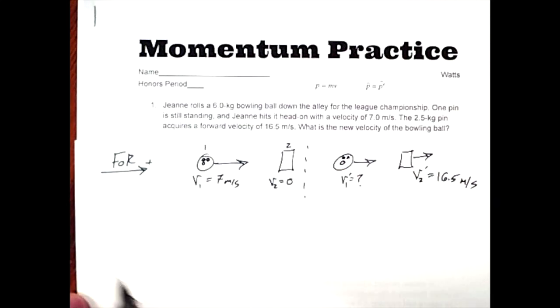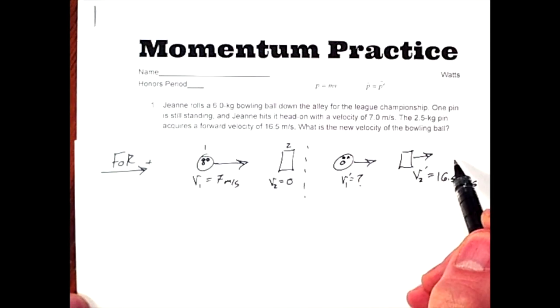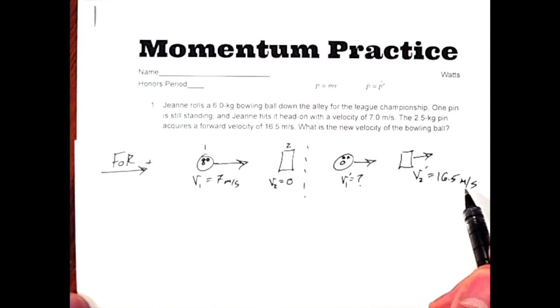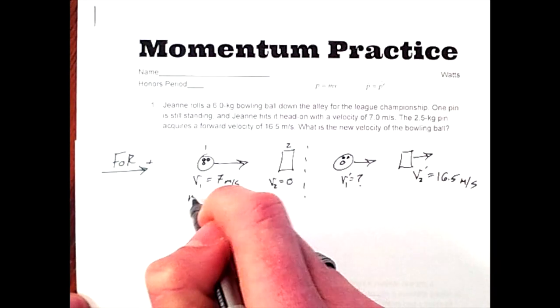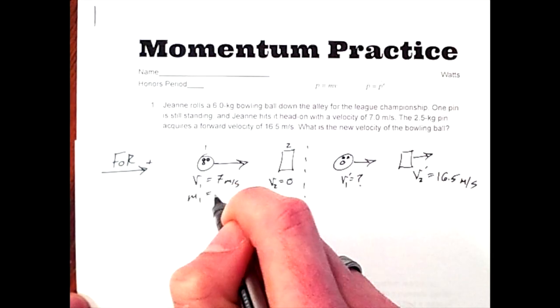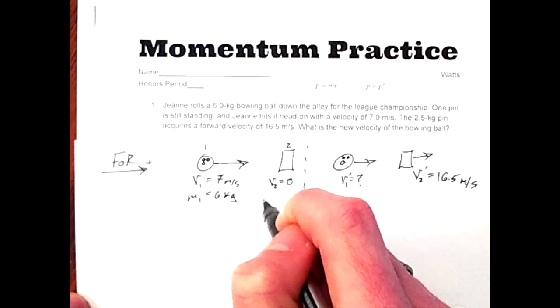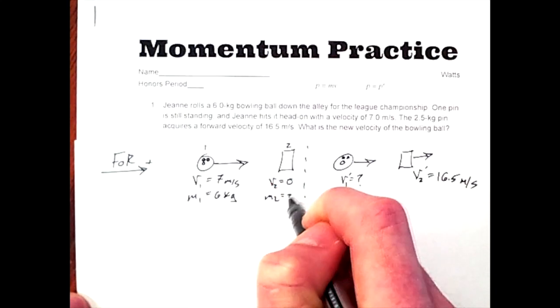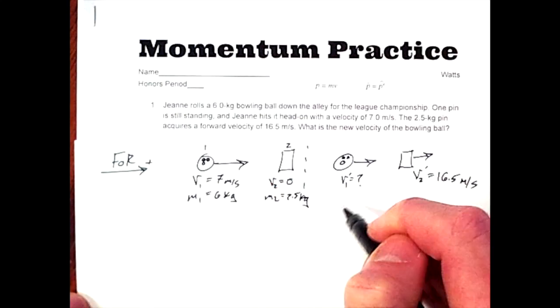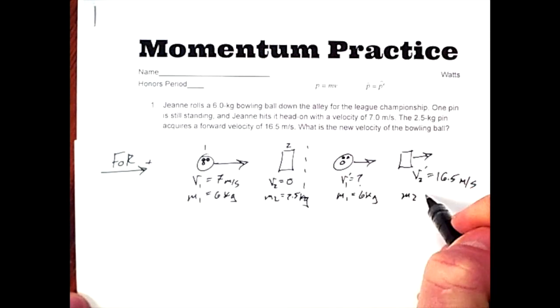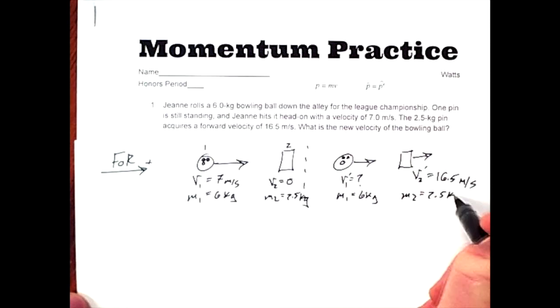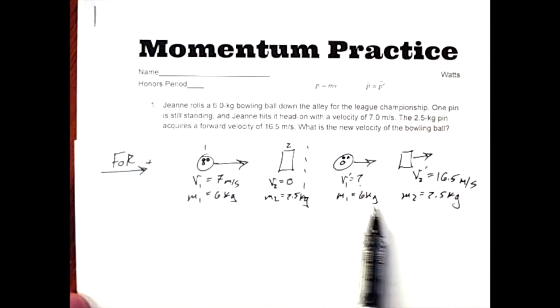And then in terms of organization, I drew the picture, I listed the velocities first, and then for argument's sake, rather than listing them directly on the objects, I like to just list them like this. M1 is 6 kilograms, M2 is 2.5 kilograms, right? Keeping it all nice and neat in a nice organized fashion. Generally, the masses will stay the same.